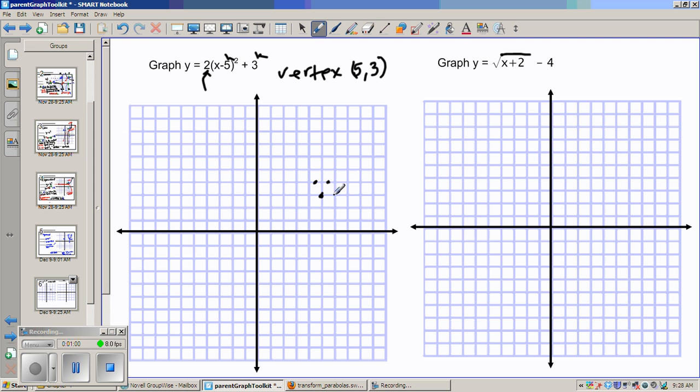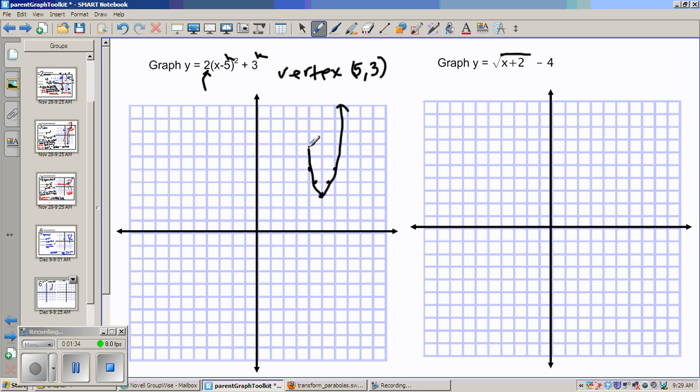And so I might just put in some points here. So if I have y equals 2 times x squared, actually when x is 1, y would be 2, so it would go up doubly as fast as what it normally would go up. So I might draw this graph to be like this. And again, this is just a sketch.